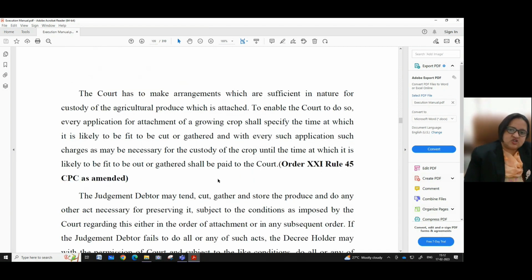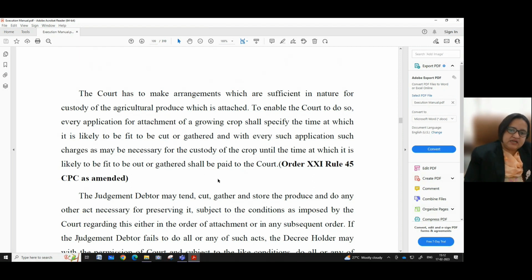The court has to make arrangements which are sufficient in nature for custody of the agricultural produce which is attached. To enable the court to do so, every application for attachment of a growing crop shall specify the time at which it is likely to be fit to be cut or gathered, and with every such application, such charges as may be necessary for the custody of the crop until the time at which it is likely to be fit to be cut or gathered shall be paid to the court under Order 21, Rule 45, CPC as amended.